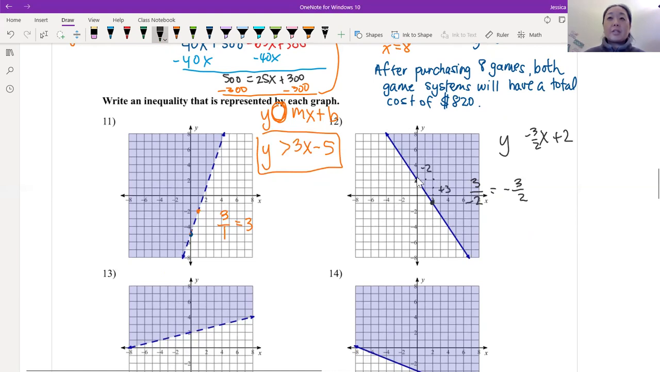And again, notice that the y's are going up. This way in the shaded area, the y's are getting higher. So it is greater than. And is it equal to? Yes, because this is a solid line, so it can equal that line. So there's that right there. Done.